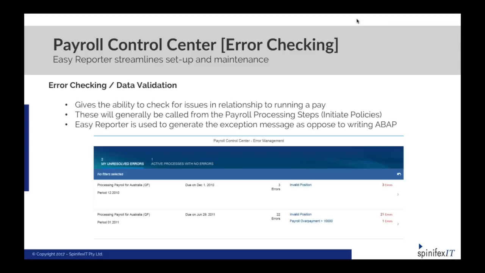What Easy Reporter allows you to do is actually just build a report and link it into the Payroll Control Center to detect those exceptions. So the report, as opposed to some custom ABAP code, is now the way that you identify those exceptions. You can see in our example on the screen here that we've set up a couple of different ones. We've identified one employee who had an overpayment, and a number of other employees who are sitting in some invalid positions. That's just a simple report that you could build in Easy Reporter. I'm sure you can imagine how simple a report like that would be. And then we just link it into PCC, nice and straightforward.